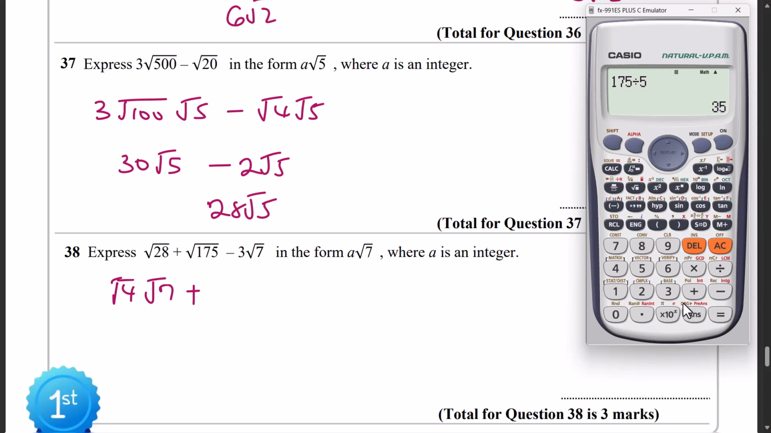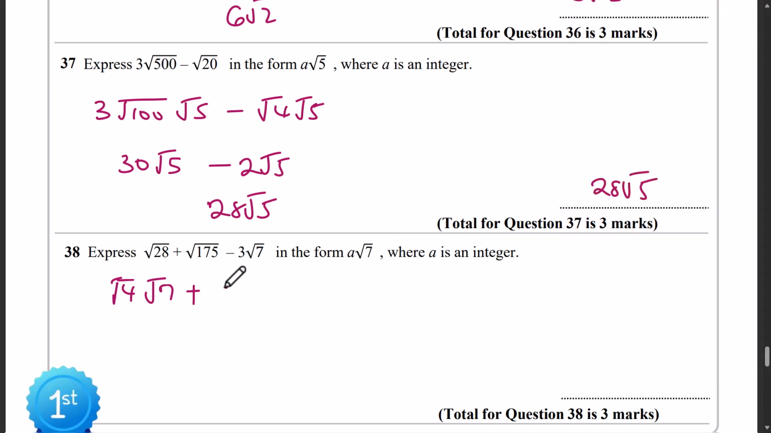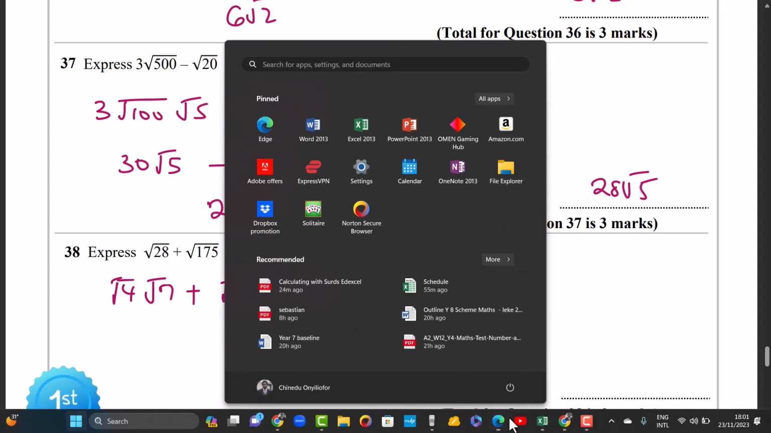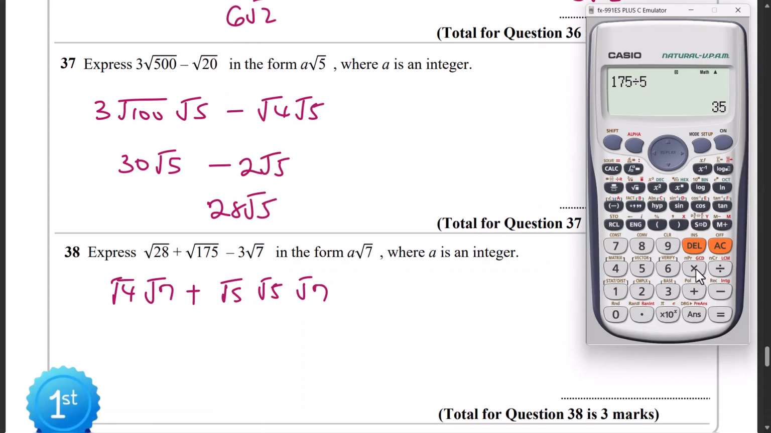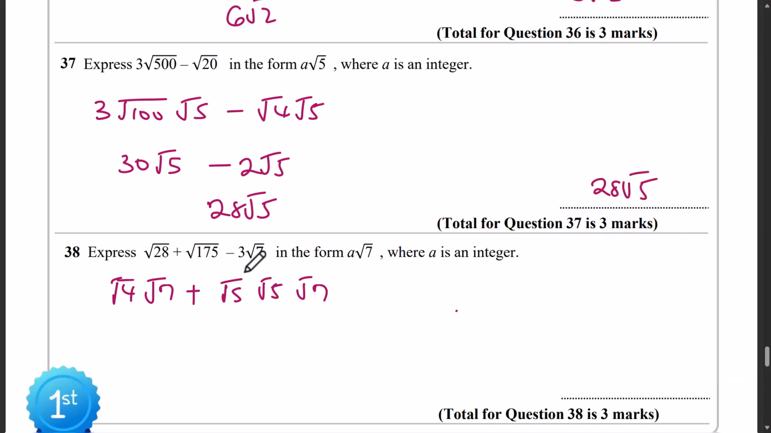Okay, can use that. So that's like root 5, root 5, and root 7. Yeah, I think so. Good. And this is minus 3 root 7. So root 4 is 2. Yeah, so that's 2 root 7.